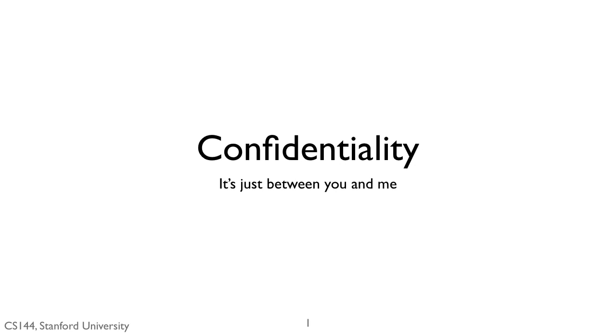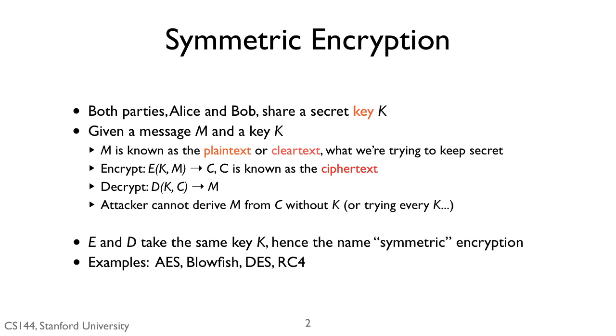Let's look at the first of three properties that cryptography can provide: confidentiality, also called secrecy. The basic way you achieve confidentiality is through encryption. Because cryptography has a firm mathematical basis, and because it's important to be precise given the dangers of using it haphazardly, I'm going to introduce some terms.